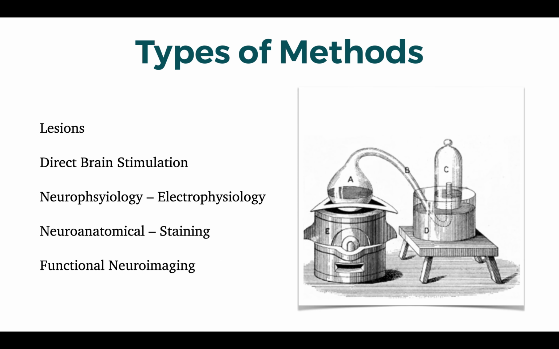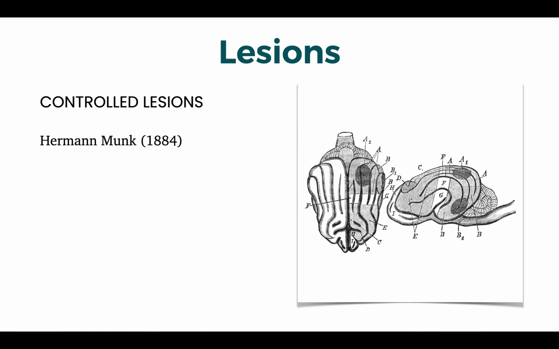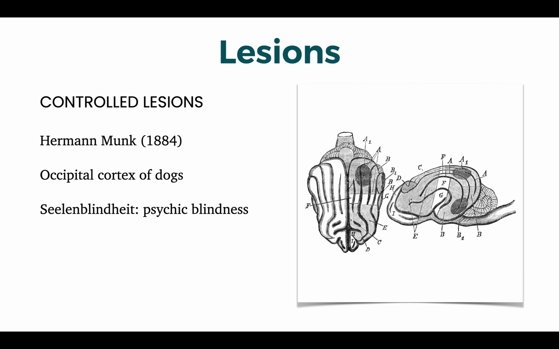So let's start with our discussion on these different types of methods, and we'll start with lesions. The lesion method's been around for quite a while. It really got its start with Mr. Munk in 1884, and he was working with the occipital cortex of dogs, and what he found was something that he termed Seelenblindheit, which translates to psychic blindness.